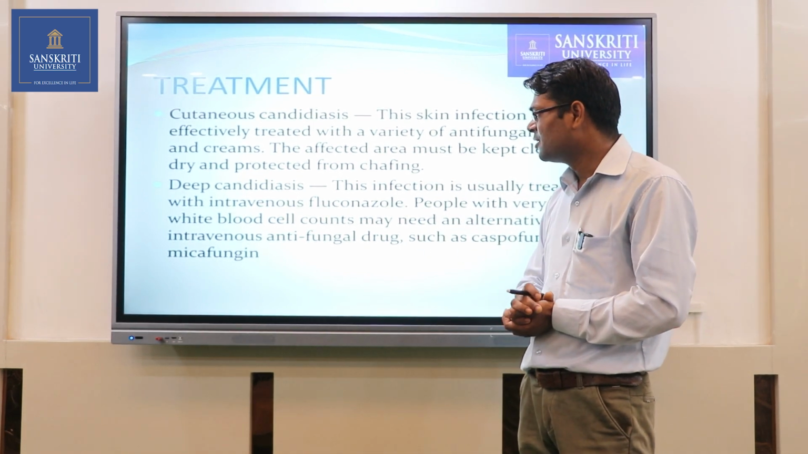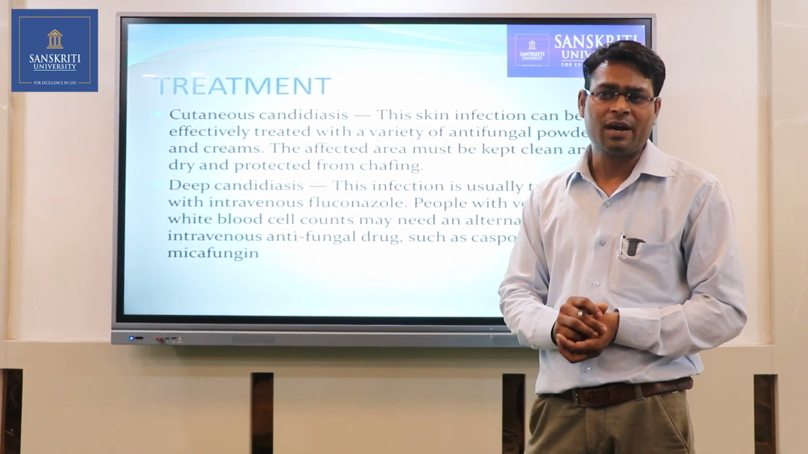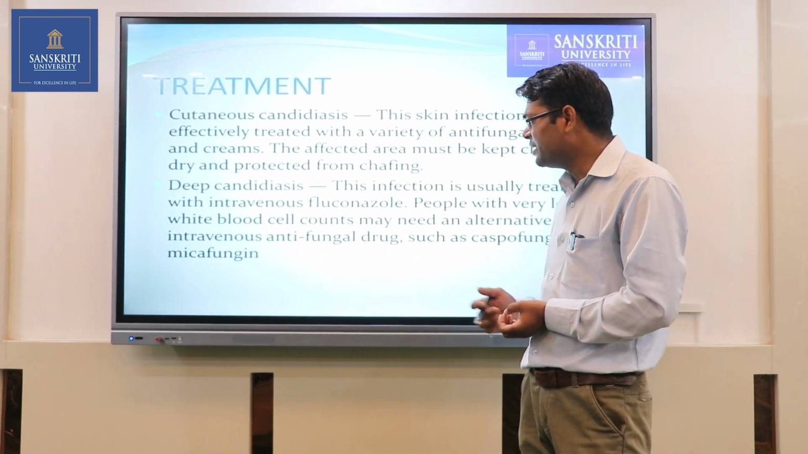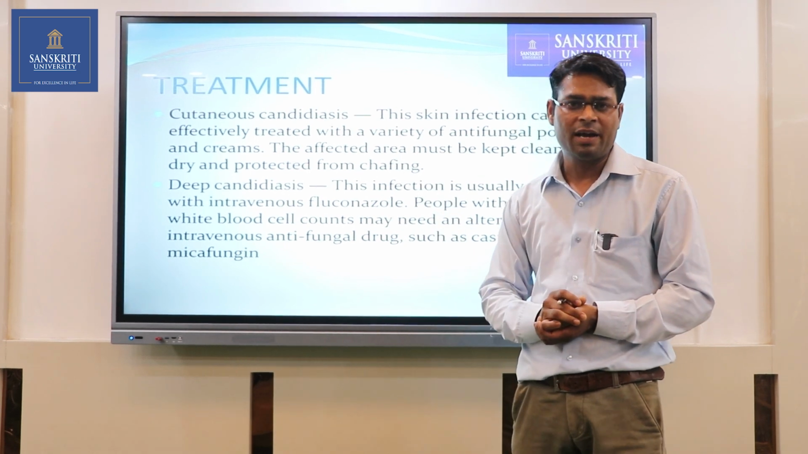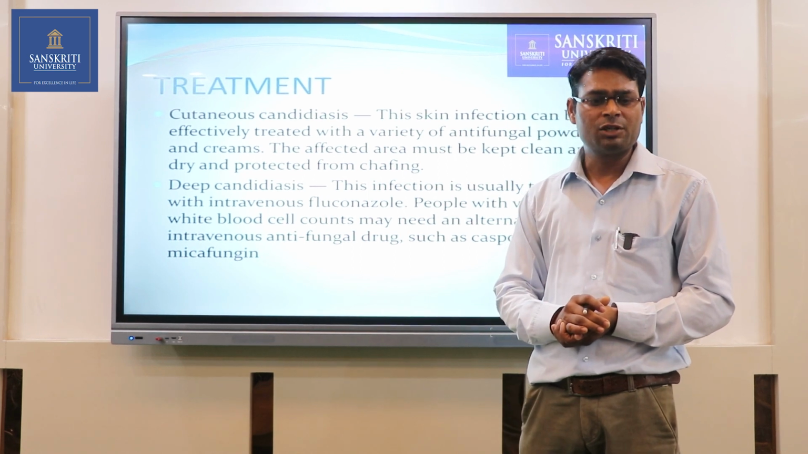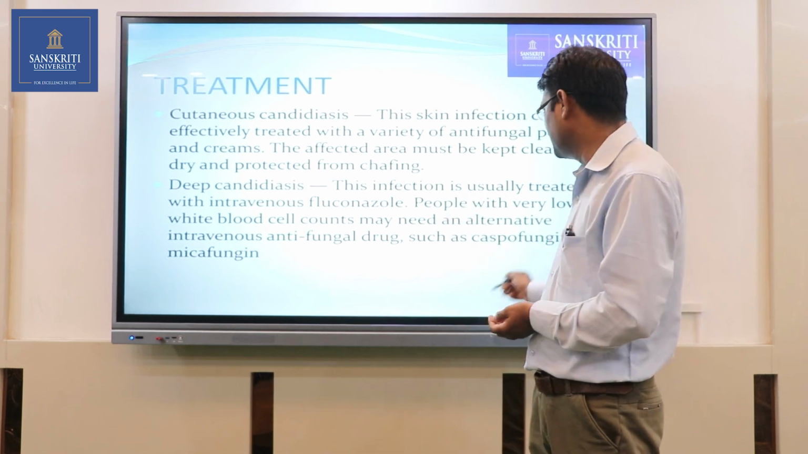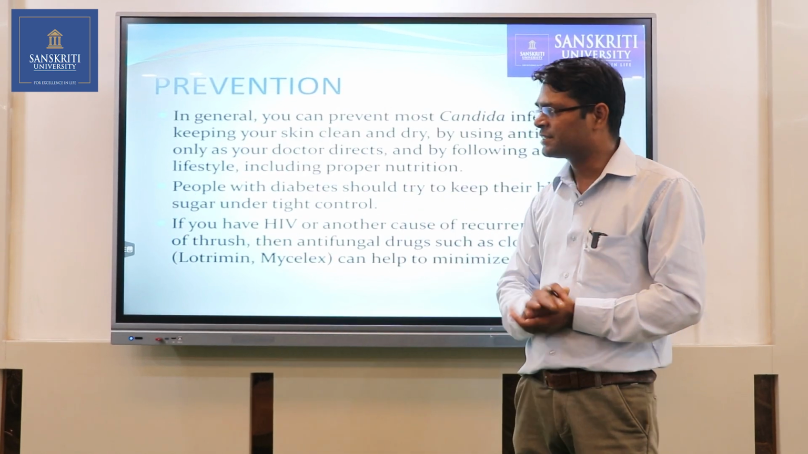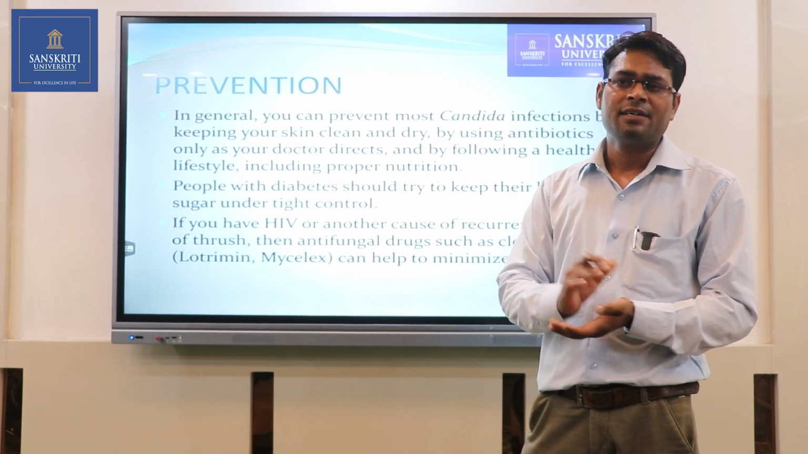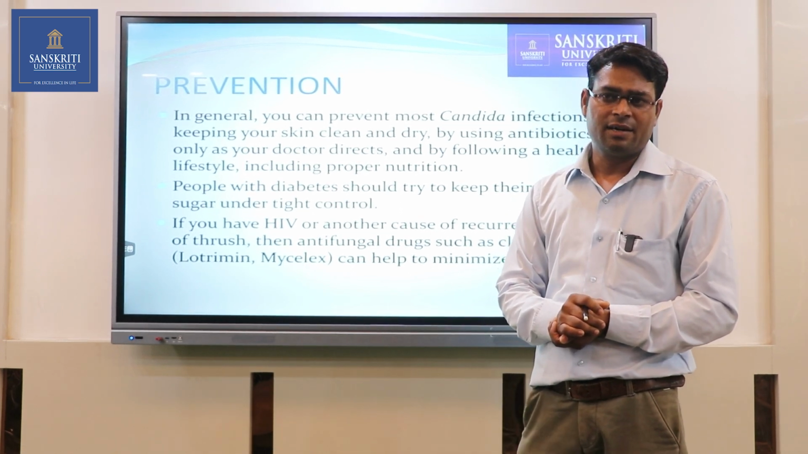Deep candidiasis is when the infection is reported in the blood, a systemic type of infection due to Candida albicans. Then we can use intravenous administration of fluconazole. Fluconazole helps in the removal of Candida albicans infection in the bloodstream. Along with this drug, fluconazole, we can also use other antifungal drugs, like amphotericin B or itraconazole.